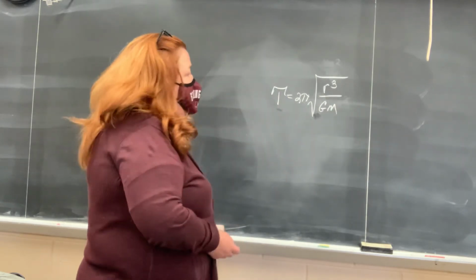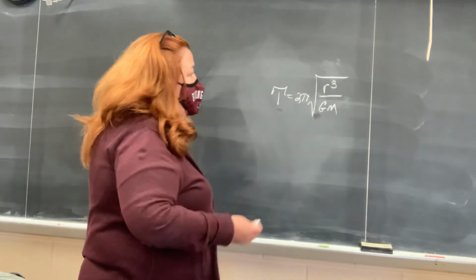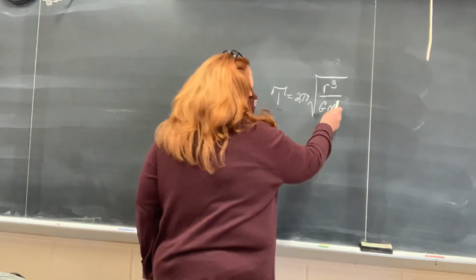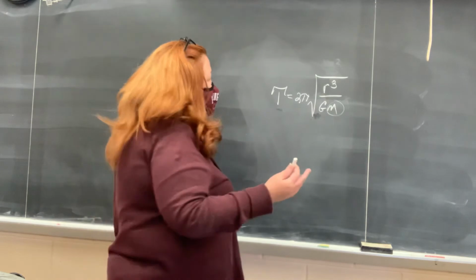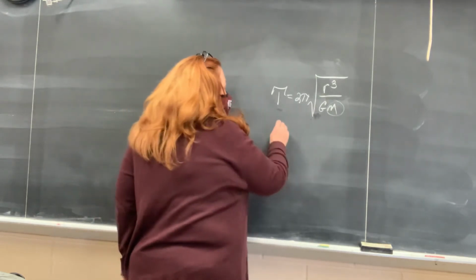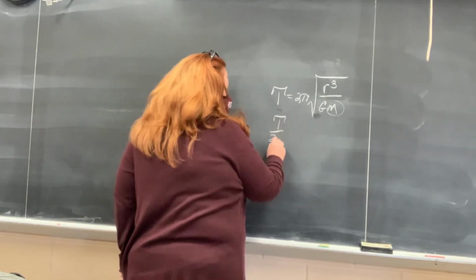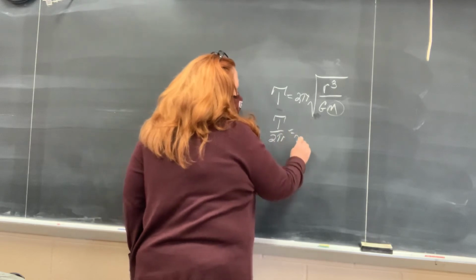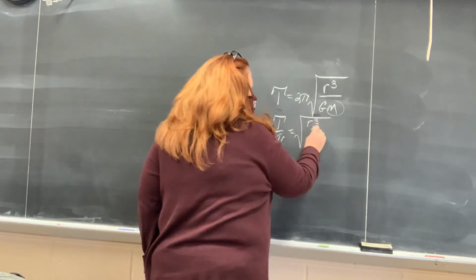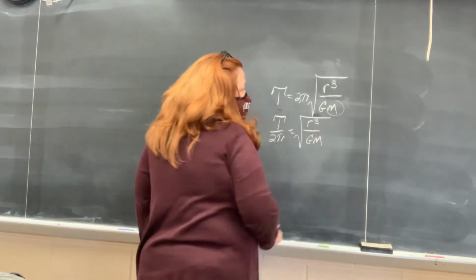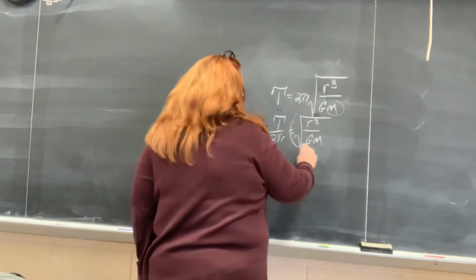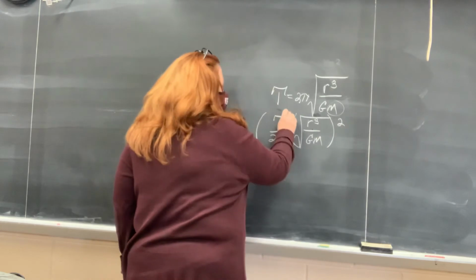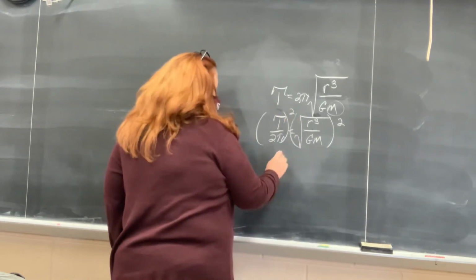So solve first. Let's say we were solving for m, mass of Saturn, or something like that. The easiest way to do this is to divide both sides by 2 pi first. And that's going to leave me with this. I need to get rid of that square root. So I do the opposite of square rooting. I square. If I square one side, I have to square the other side. Everything has to be squared.